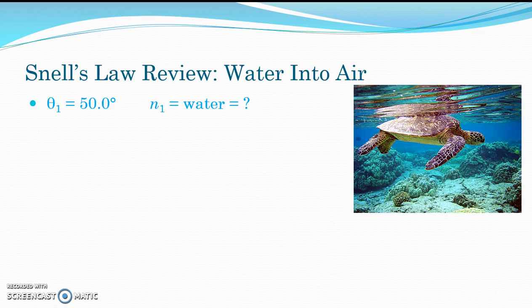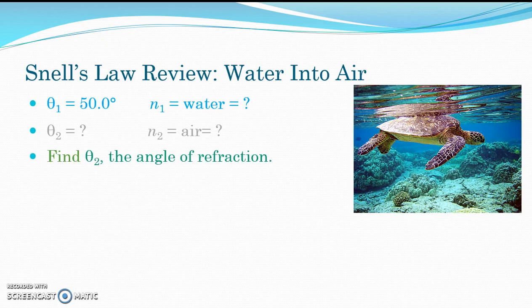Theta 1 underwater, trying to leave the water at an angle of 50 degrees. At what angle, theta 2, will light emerge into the air? Find the angle of refraction. Find the angle at which the light will emerge into the air. Don't forget to measure from the normal.